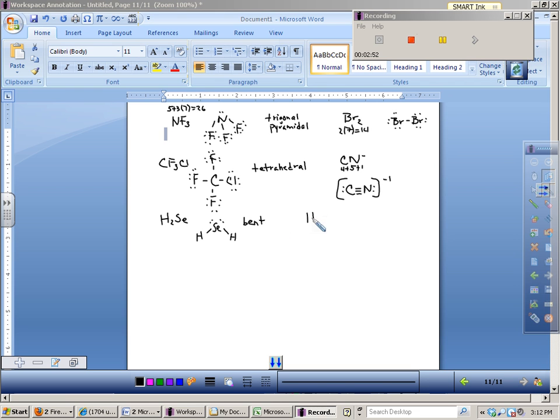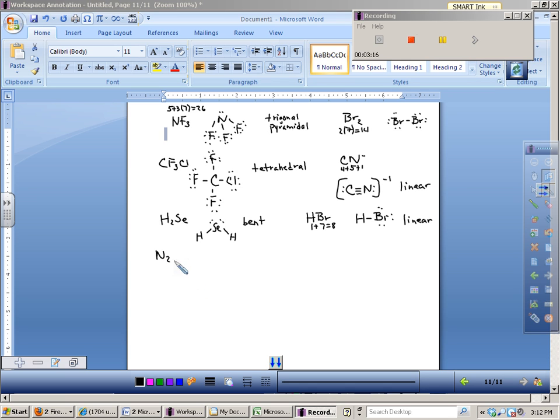Next one's HBr. Hydrogen brings 1, bromine brings 7, for a total of 8. Remember that hydrogen only needs access to 2, so the other 6 electrons can go around the bromine. That means this is going to be linear. And I should have noted that this one up here is also linear.